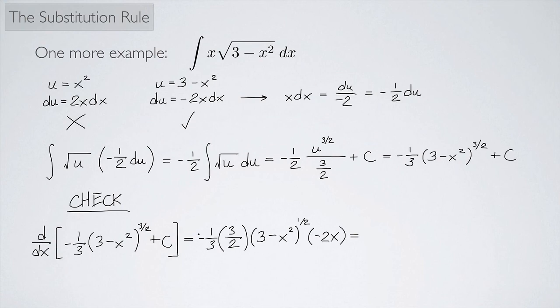Well, the minus and the minus is going to make a plus. This 3 and that 3 will go away. And this 2 and that 2 will go away. And so I'm left with an x and then 3 minus x squared to the 1/2 power. And I think that's what I started with, because something to the 1/2 power is the same thing as a square root. So this is the same thing.